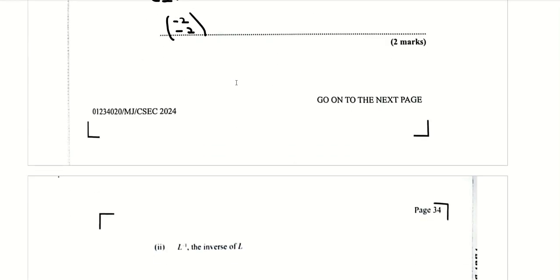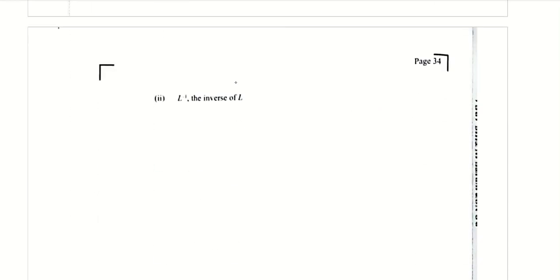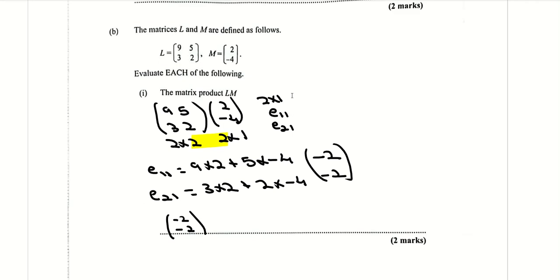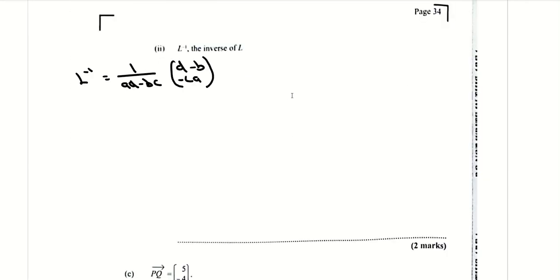Alright, let's go on to the next question. They want L inverse. The formula for L inverse would be equal to 1 over AD minus BC, multiplied by D here, A here, minus B, minus C. That is the formula for inverse, right? What is L? L is 9532. Let's write it down. L is 9532. We know this is A, this is B, this is C, this is D, so let's put it in.